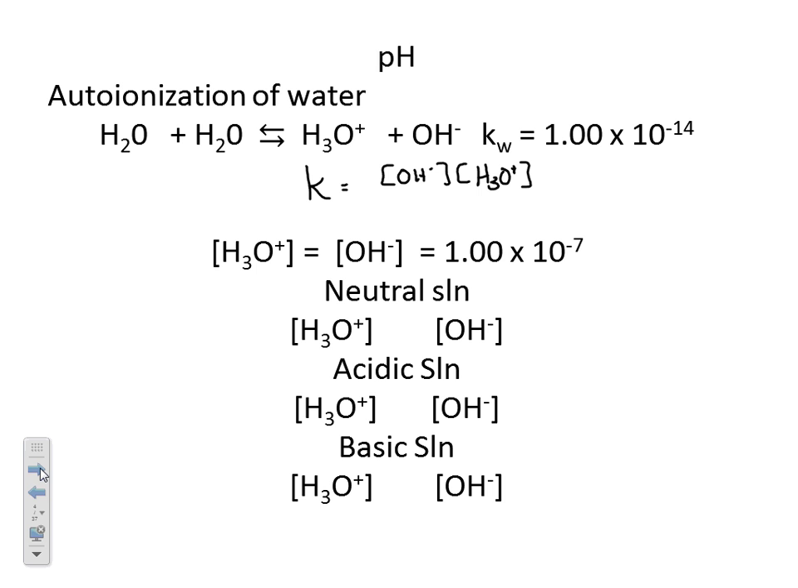Which means that when hydronium and hydroxide are in equal concentrations, that equilibrium concentration is 1 times 10 to the negative 7, which is where we get a neutral solution of pH 7. So in a neutral solution, hydronium equals hydroxide. In an acidic solution, there's more acid than base, so hydronium is greater than hydroxide. And then in any basic solution, the hydroxide ion will be present in a larger quantity.